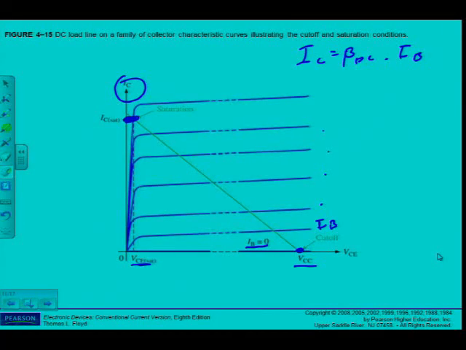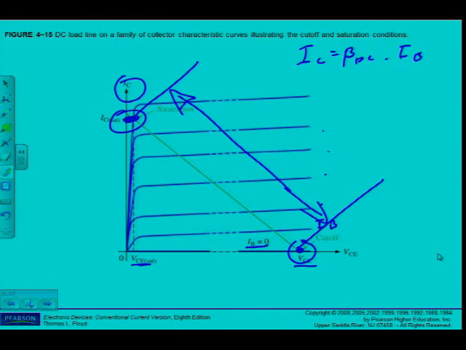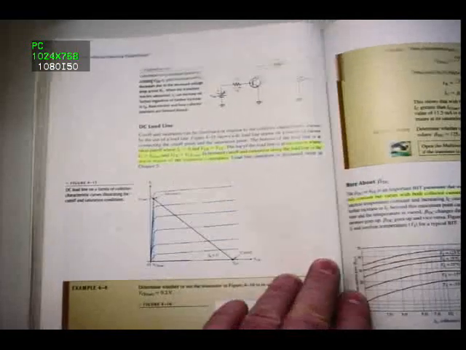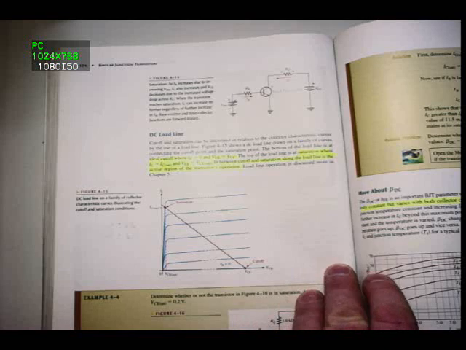But you can see here, if I connect these 2 points, that is called the DC load line. So the transistor being used as a switch there and there. The transistor being used as an amplifier between cutoff and saturation. That area in between there, I will use for linear amplification. Alright? But we can read it there in the book again. If you refer back to the textbook, you can see the DC load line.